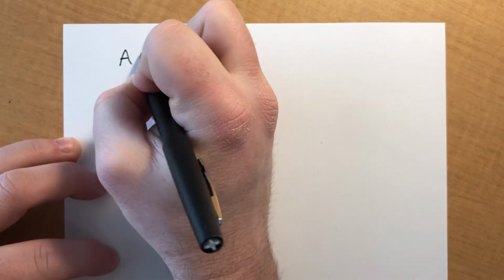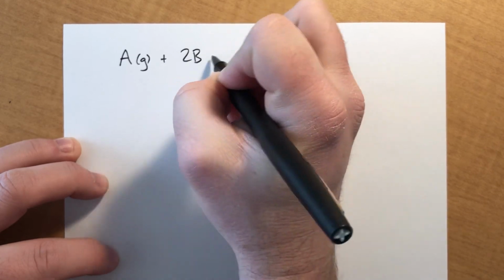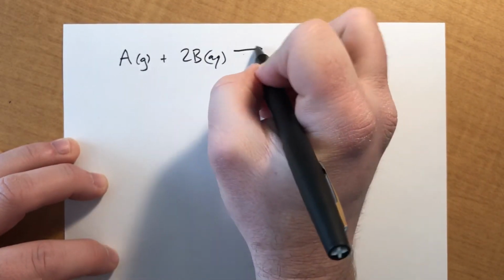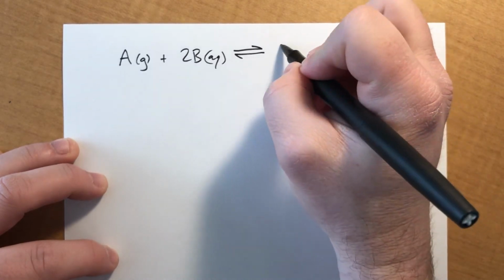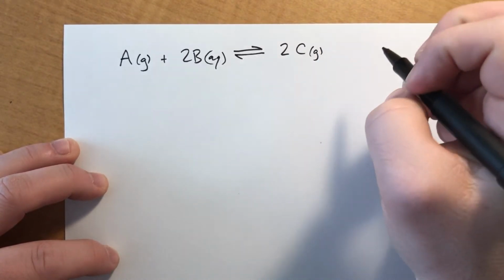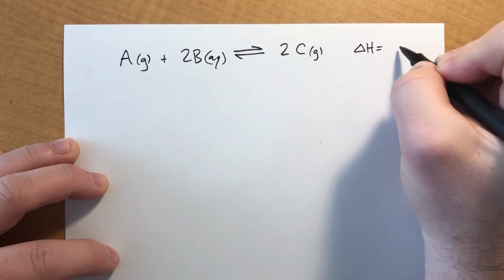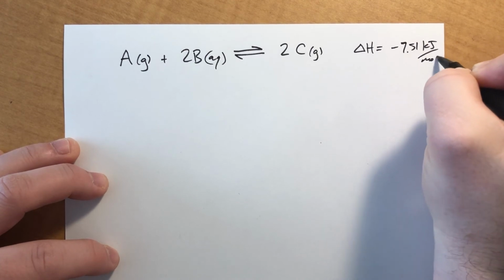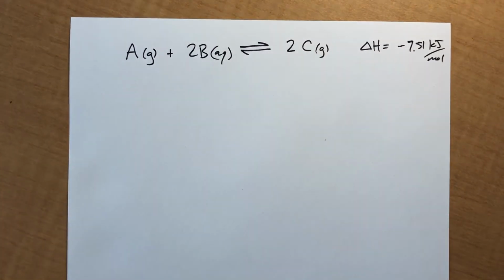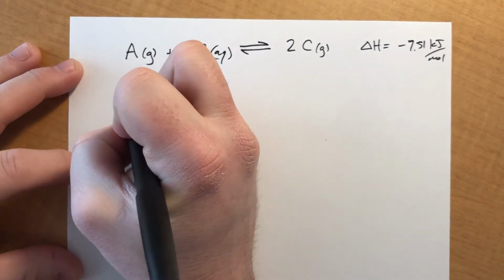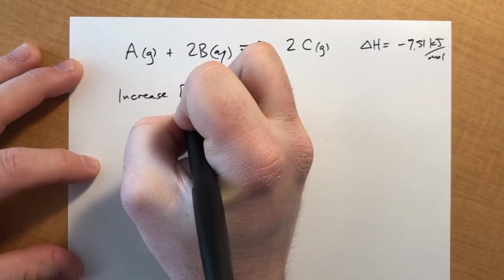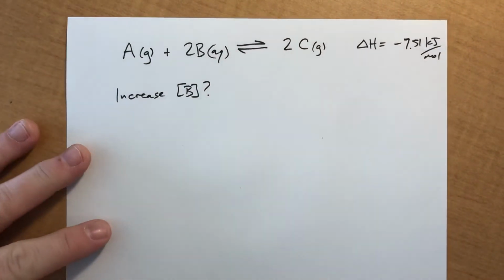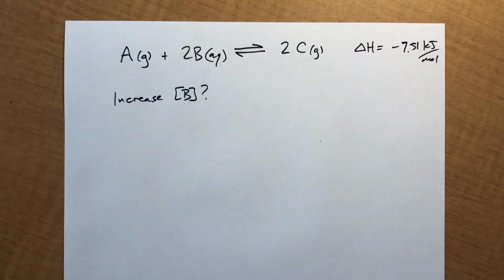So let's say we have compound A, which is a gas, plus 2 moles of compound B, which is aqueous, in equilibrium with 2 moles of compound C, which is a gas, and we have a delta H equal to -17.51 kilojoules per mole. It doesn't even matter what the compounds are. We're going to deal with all of the variables at once here. If we were already at equilibrium and you increase the concentration of B, is this going to shift to the left, to the right, or is there going to be no change? Those are pretty much always the options.